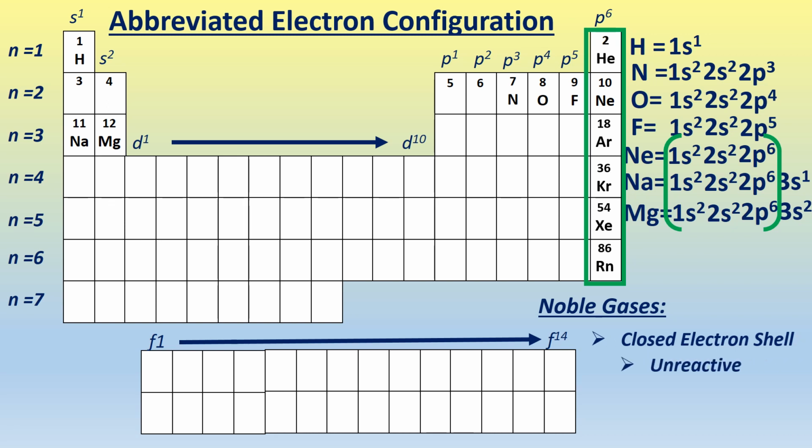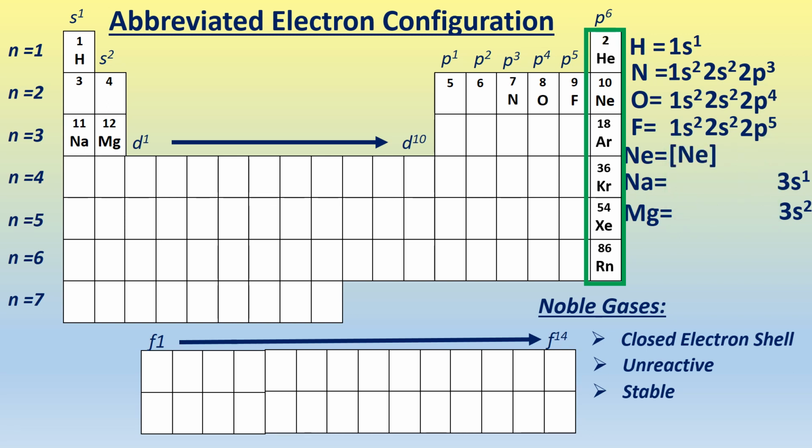These gases, helium, neon, argon, krypton, and xenon, end a row. They close out what is called an electron shell. Therefore, they are going to be unreactive. They do not want to give away electrons or accept electrons. They're extremely stable. So instead of writing sodium as 1s2, 2s2, 2p6, 3s1, you'll note it's one past neon, so it's simply going to be neon 3s1. Magnesium would be neon 3s2.